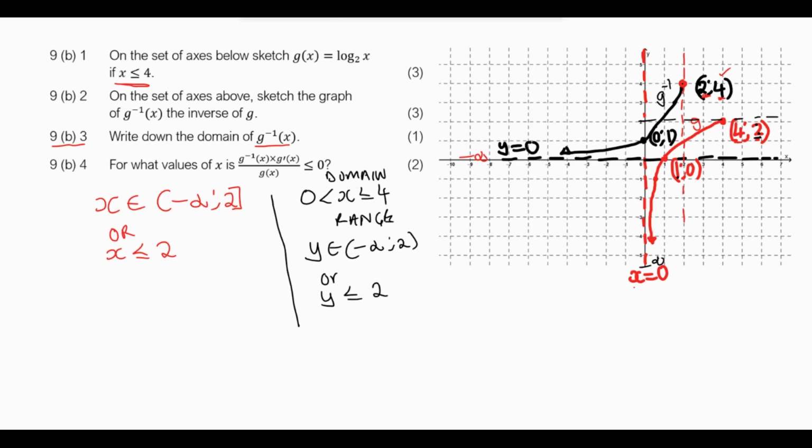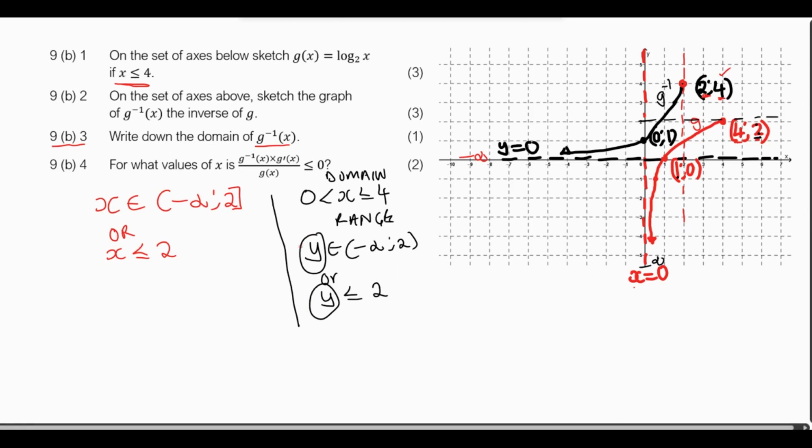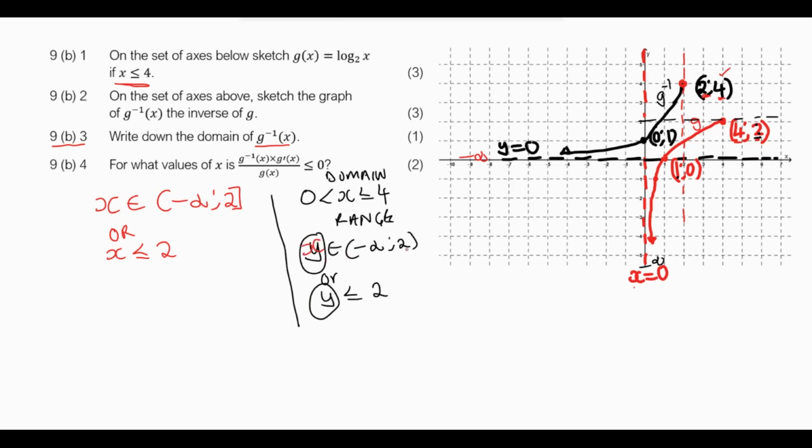Now, remember, if you want to work from the original equation, where there's x, you put y, and where there's y, put x. Actually, the range becomes your domain, and the domain becomes the range. So if you replace this with x, it becomes x is an element of negative infinity to 2, or x is less than or equal to 2. And then this becomes the domain. So remember that the domain of the original graph becomes the range of the inverse graph. The range of the original graph becomes the domain of the inverse graph.